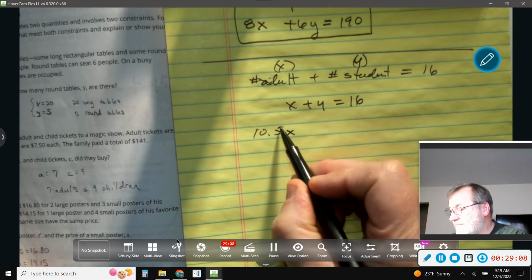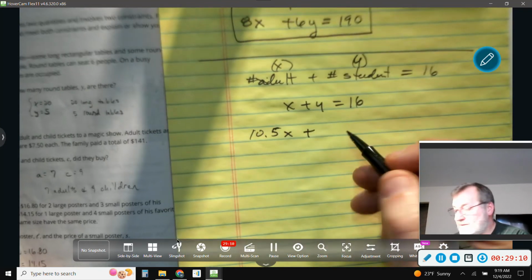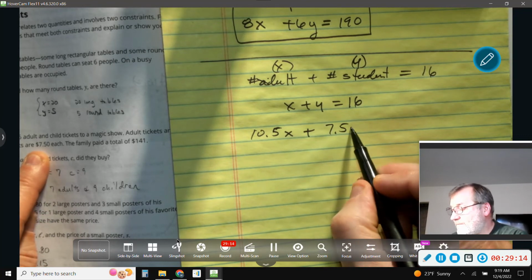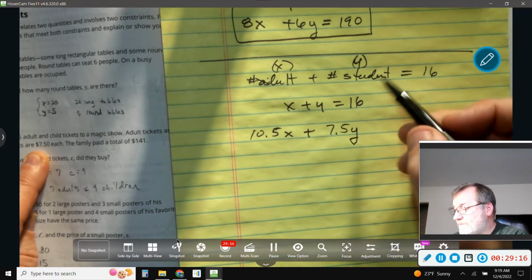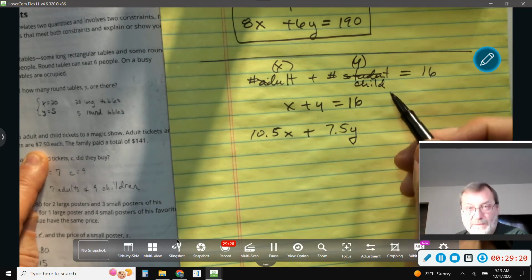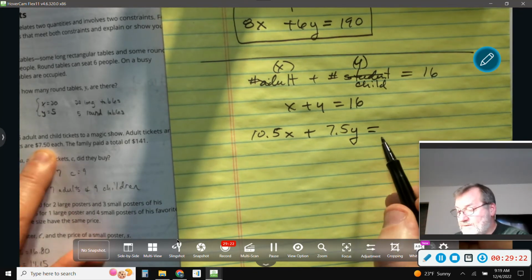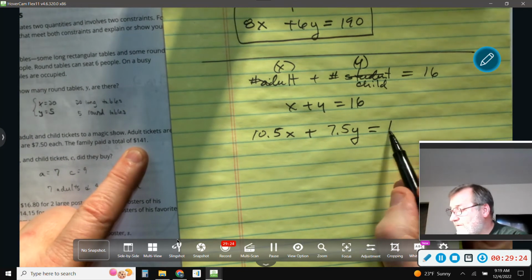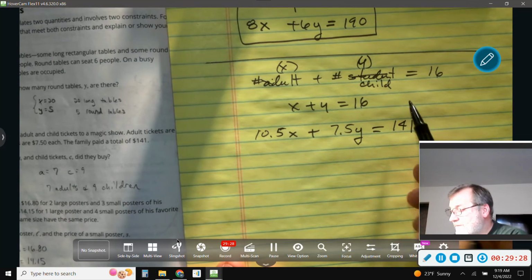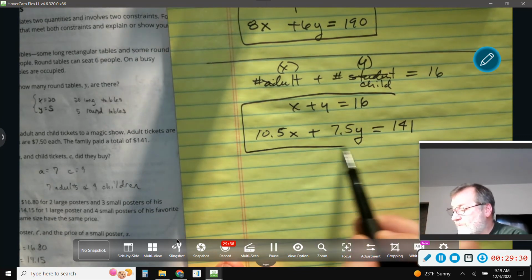$10.5 times the number of tickets plus child tickets is 7.5. There's your Y. So student slash child, as you do. And how much did they spend? They spent a total of $141. All right. So that's like the equations for the second one.